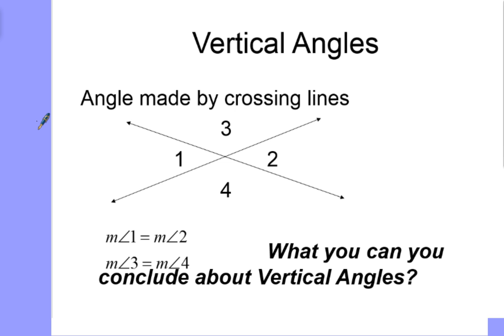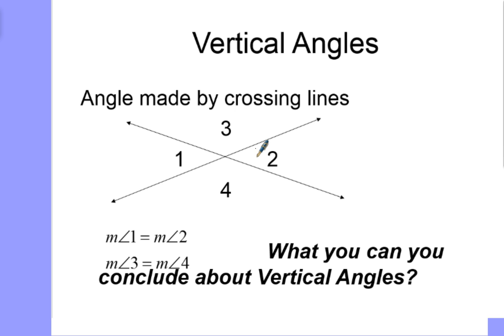Vertical angles are just simply angles that are created by crossing lines. That's it. That is literally all that vertical angles are. So 3 and 4 are considered vertical angles because they are across the two lines that are crossing. And then 1 and 2 are considered vertical angles across from one another.